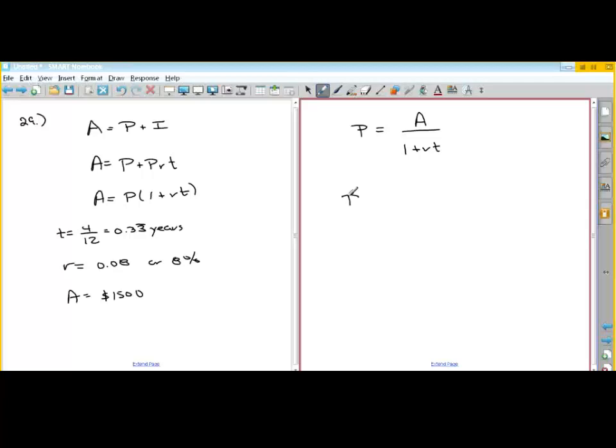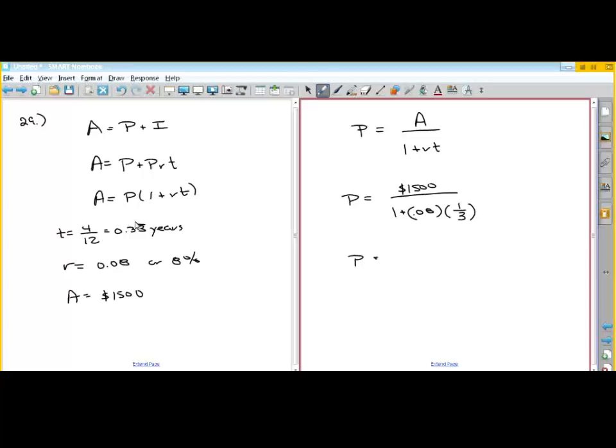And now we know everything. So she can pay back $1,500 after 4 months. Her interest rate is 8%, or 0.08, and the time is 1/3 of a year. So I put it as a fraction, just because that way I won't have to round off on my calculator.